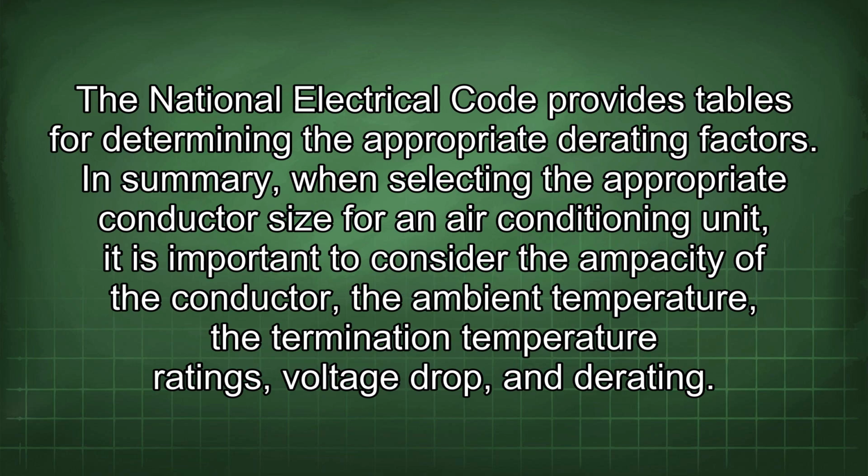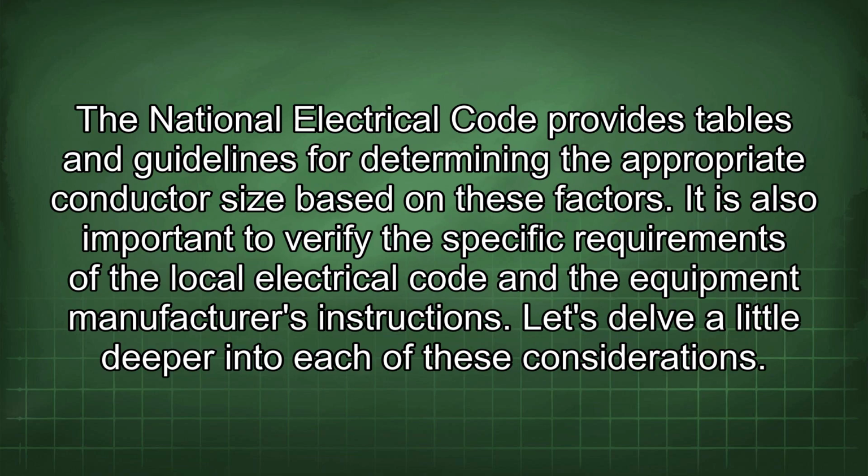In summary, when selecting the appropriate conductor size for an air conditioning unit, it is important to consider the ampacity of the conductor, the ambient temperature, the termination temperature ratings, voltage drop, and derating. The National Electrical Code provides tables and guidelines for determining the appropriate conductor size based on these factors. It is also important to verify the specific requirements of the local electrical code and the equipment manufacturer's instructions.